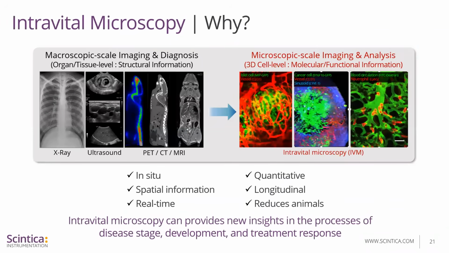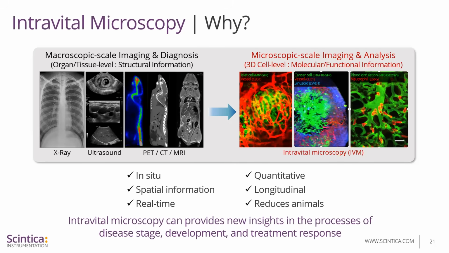By now you know that intravital fluorescence microscopy can provide you with molecular and functional information at high resolution and at cellular level, as compared to some other imaging techniques that operate at a more macroscopic scale. Other selling points for intravital microscopy are the fact that it can be used in situ, which is basically in the place of origin, that it provides you with spatial information, that it can be acquired in real time, and it gives you images that are quantitative. You can collect these images over time longitudinally, and this way you can also reduce the number of animals that you need in your experiment, as every animal can serve as its own control.